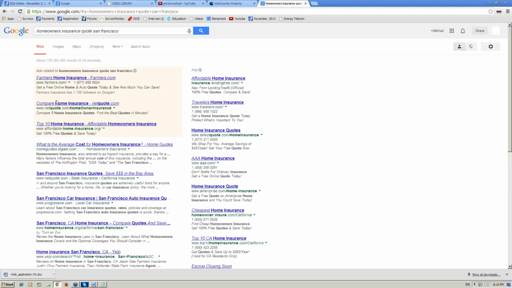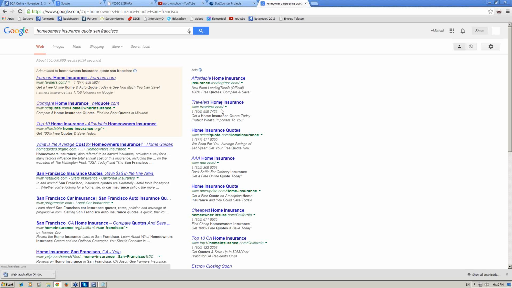Now, who is number one? Number one is Farmers, and actually the first three are paid advertising. They are not 1, 2, and 3 because the search engine makes them number 1, 2, 3. They are number 1, 2, 3 because they pay more than others. Let's say Farmers is paying more than NetQuote per click. So they have an auction behind it. Whoever pays more gets the better position.